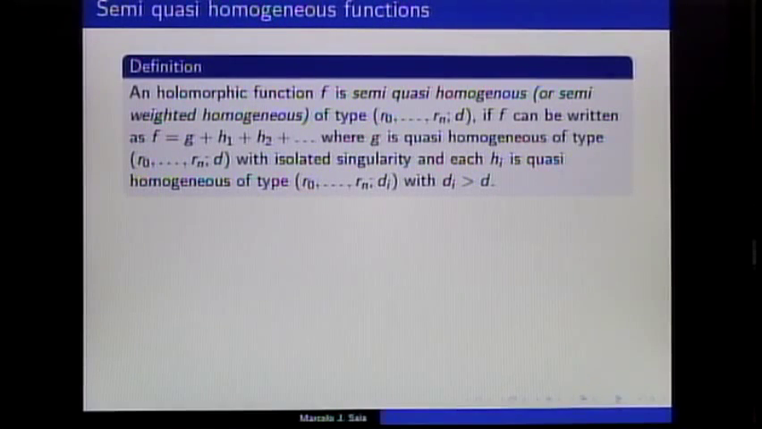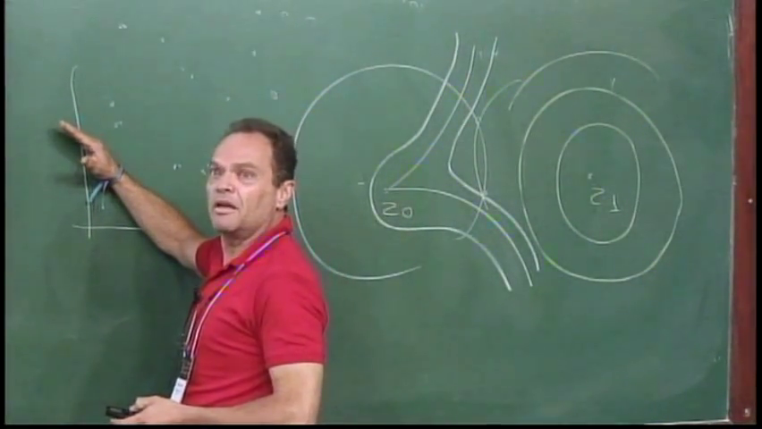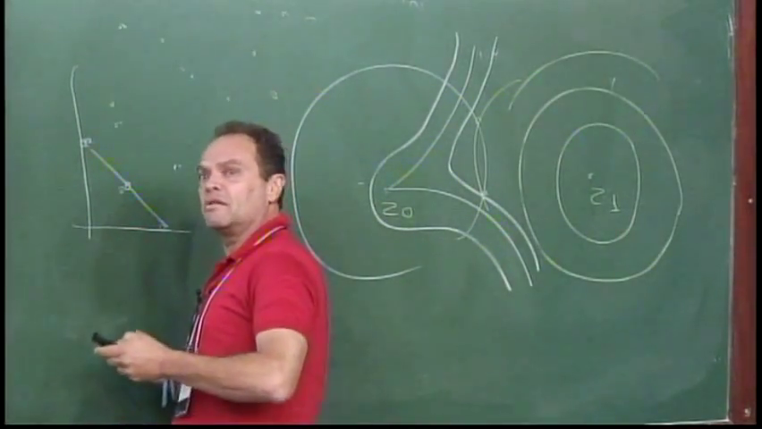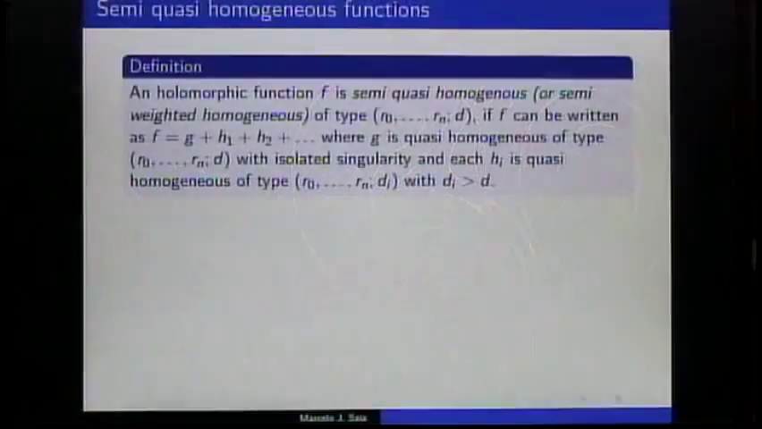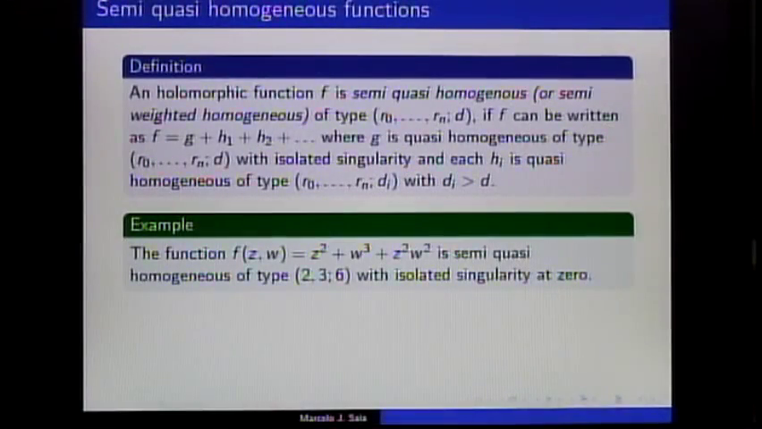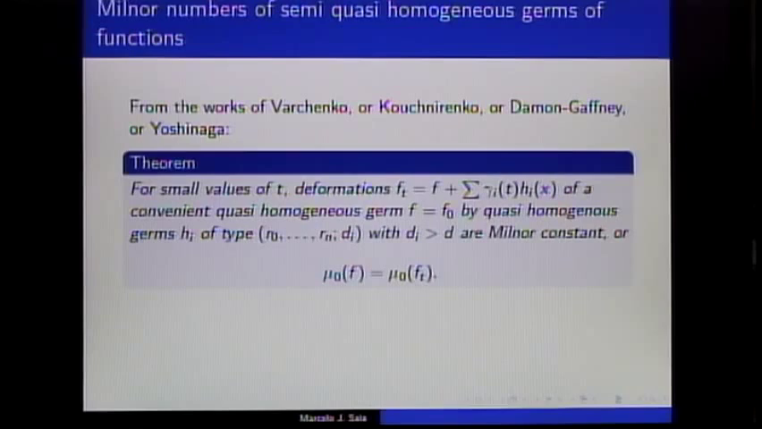The main condition for it to be semi-quasi-homogeneous is that this has isolated singularity, okay? I am still considering convenient isolated singularity just for simplicity. But for the semi-quasi-homogeneous, it's well known. This is a kind of function that's semi-quasi-homogeneous. Just add one term of higher order. And from the works of Varchenko, Kouchnirenko, Damon, Gaffney, or Yoshinaga, if you consider a convenient quasi-homogeneous germ F0, okay, with isolated singularity, okay?